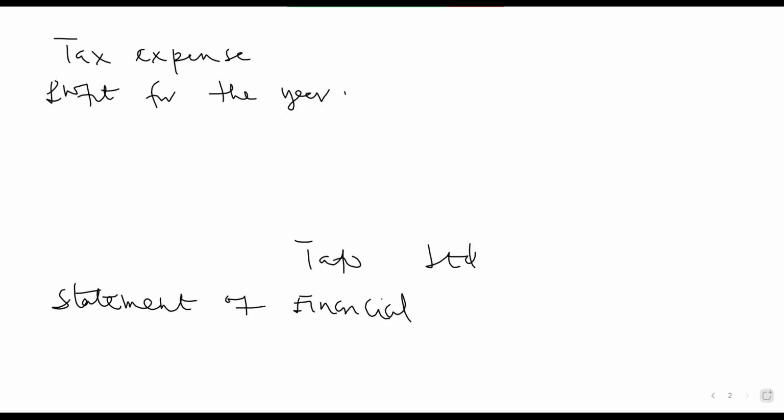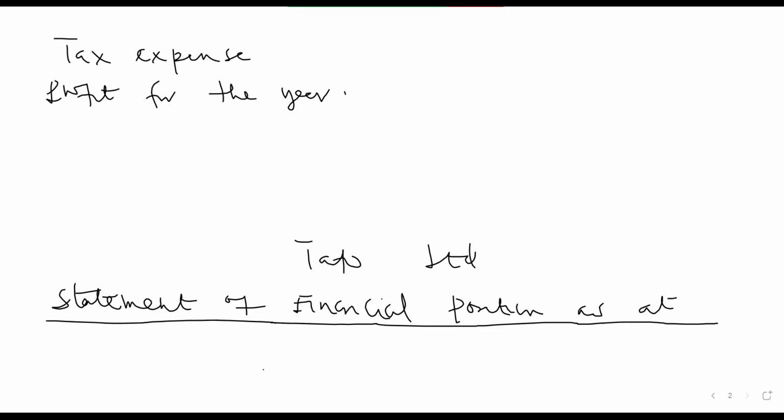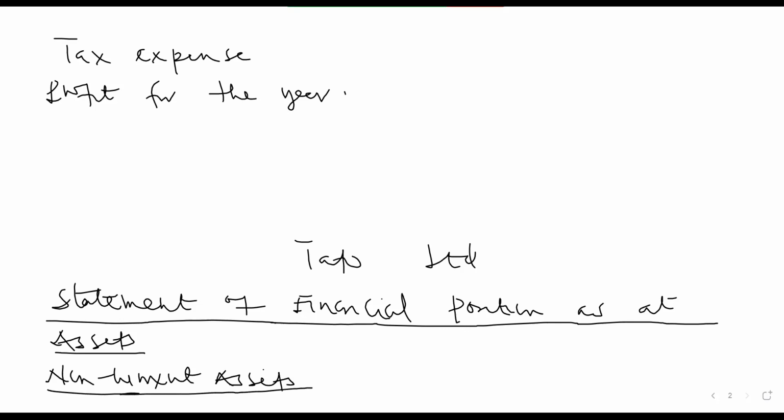So you have the statement of financial position as at, you put a date there, then you come to your assets. The assets you have are non-current assets. Then you can put your PPE over there, property, plant, and equipment.